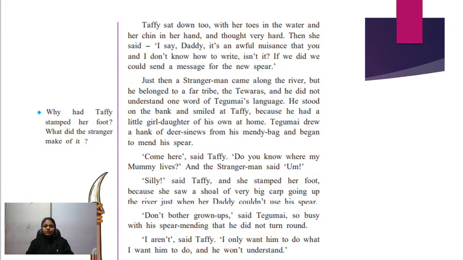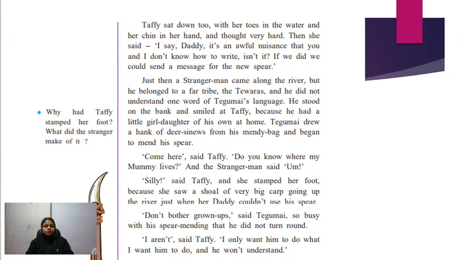Just then a stranger man came along the river. He belonged to a far tribe, the Tivaras, and he did not understand one word of Tegumai's language. He stood on the bank and smiled at Taffy because he had a little girl daughter of his own at home. Tegumai drew a hank of deer sinews from his mendie bag and began to mend her spear.